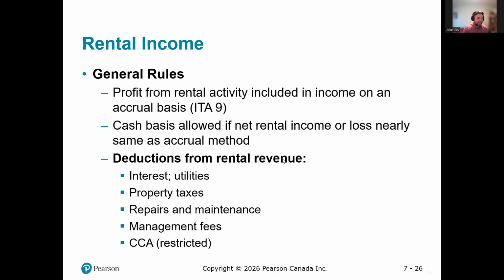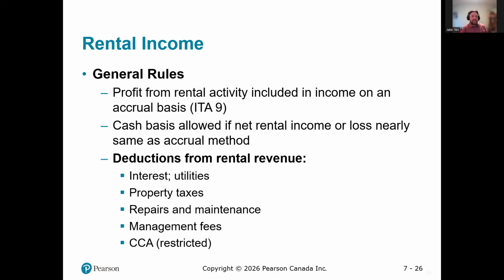Deductions from rental revenue can relate to the interest on the mortgage of a property, the utilities you pay, the property taxes, repairs and maintenance, and management fees. Management fees being, if I have a rental property, let's say it needs some repairs and maintenance, and I don't know how to do that. Or I work during the day. And so if something happens at one of my rental properties, I can't get to it at the drop of a hat or at a moment's notice.